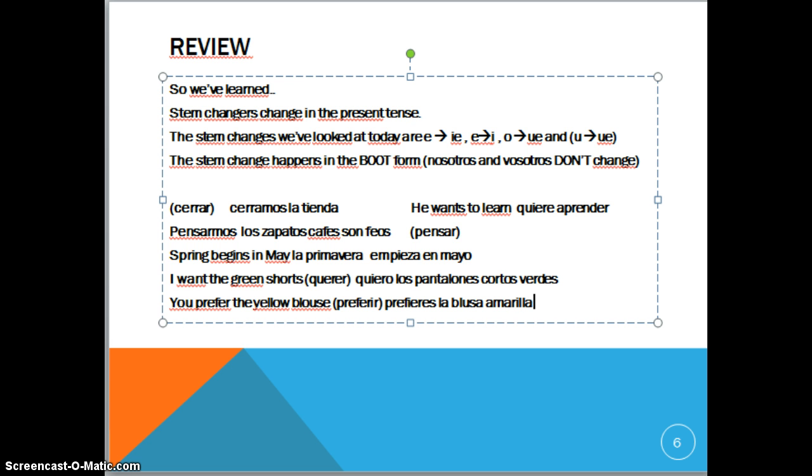Prefieres la blusa amarilla. Okay, so you can see here we didn't change in nosotros, but we did in everything else. If you have any questions, please feel free to ask them.